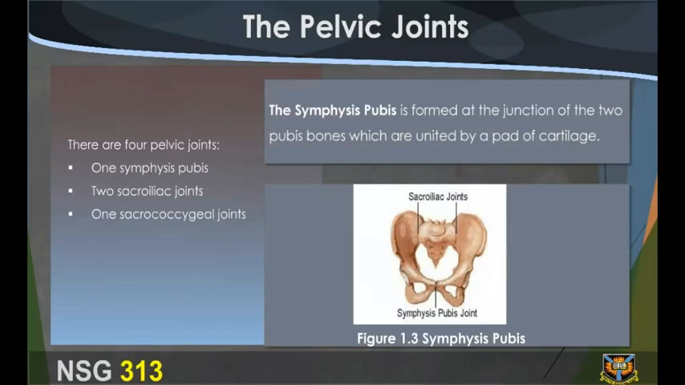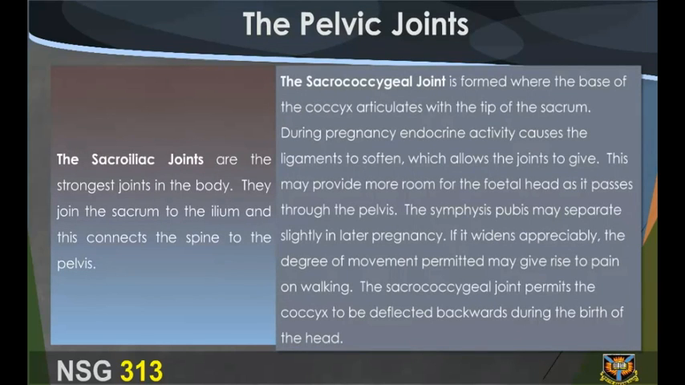The pelvic joints. There are 4 pelvic joints: 1 symphysis pubis, 2 sacroiliac joints, and 1 sacrococcygeal joint. The symphysis pubis is formed at the junction of the 2 pubic bones, which are united by a pad of cartilage, as shown by the image. The sacroiliac joints are the strongest joints in the body. They join the sacrum to the ilium and connect the spine to the pelvis. The sacrococcygeal joint is formed where the base of the coccyx articulates with the tip of the sacrum.